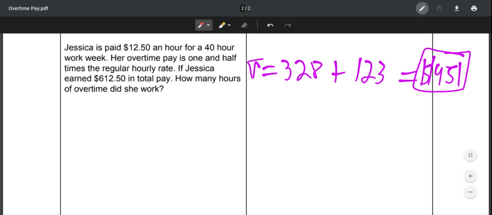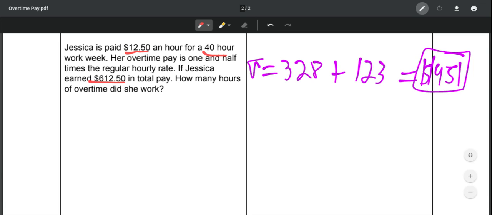So it says Jessica's paid $12.50 an hour. So that's our regular pay rate. And then it's a 40-hour work week. Her overtime pay is time and a half, or 1.5 times. So that's time and a half. And if she earned this much, how many hours of overtime did she work?